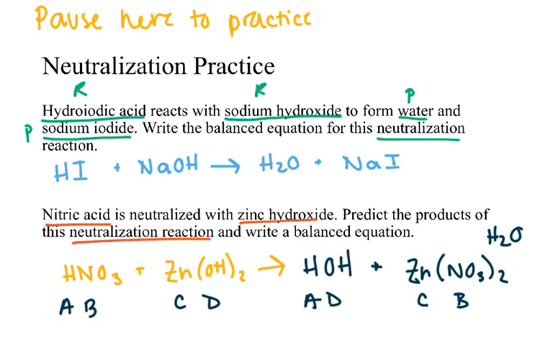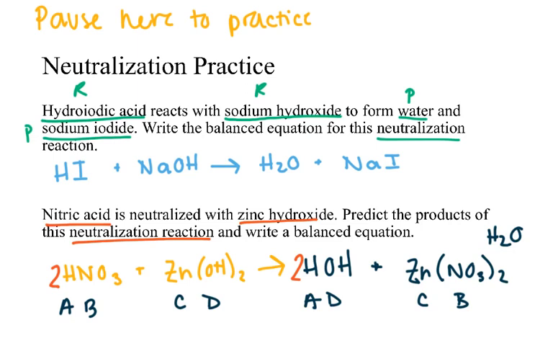Now let's check to see if this guy is balanced. And it looks like it is not. So I'm going to throw, see, we have two nitrates, so I'm going to throw a 2 over here to balance that. And it looks like we have two OHs, so I'm going to throw a 2 here, and we should be all good.